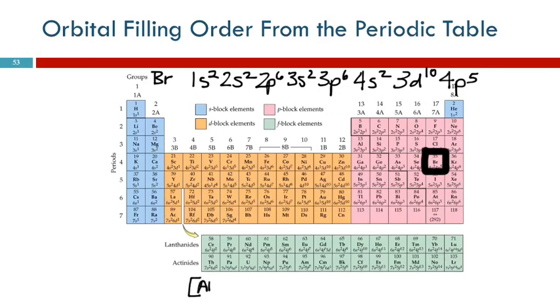We're going to put argon in brackets. So from argon, we're going to go over here. This is 4s2, 3d10, 4p5. Not 4. 4s2, 3d10, 4p5. So this also represents bromine.